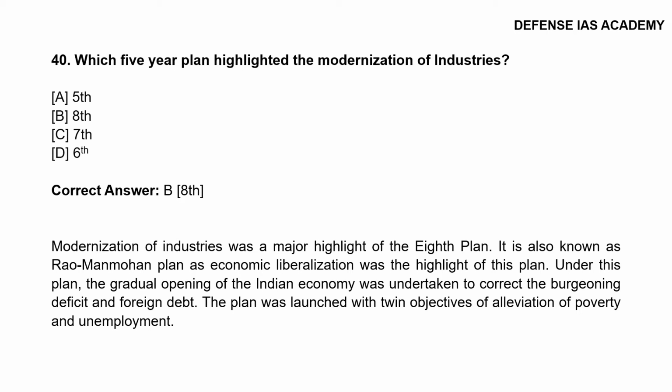The plan was launched with twin objectives of alleviation of poverty and unemployment. Means it had two objectives. The first objective was alleviation of poverty and the second was alleviation of unemployment.